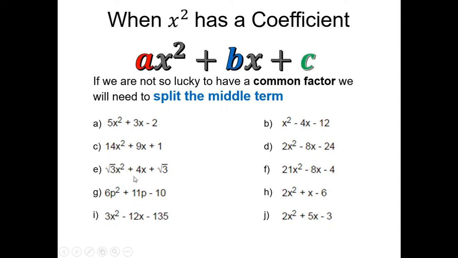Let me give you a hint on this one. A times c, square root of 3 times square root of 3 is 3. Okay? Go ahead and give that a try. Hit pause, copy the questions, show your working, work out your answers, and hit play when you're ready to take them up. I hope you had a chance to hit pause, because here come your answers.